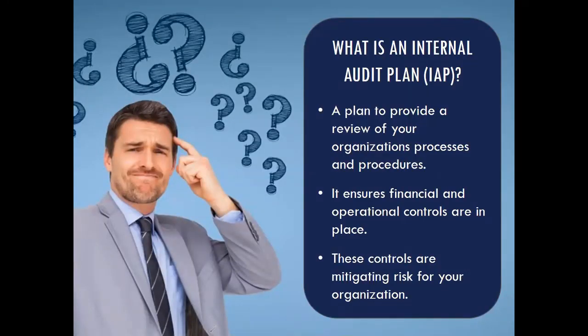So what exactly is an internal audit plan, or as you will see it throughout this presentation, an IAP? It's essentially understanding why internal coding and billing audits are necessary for your particular facility. You want to get a plan in place to provide a review of your organization's processes and procedures. You want to ensure financial and operational controls are in place. And these controls are basically your mitigating risk factors. And to go over these just a little more, I'm going to hand it back over to Rachel.